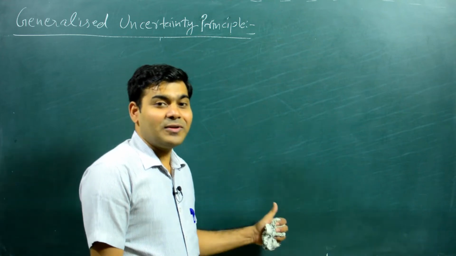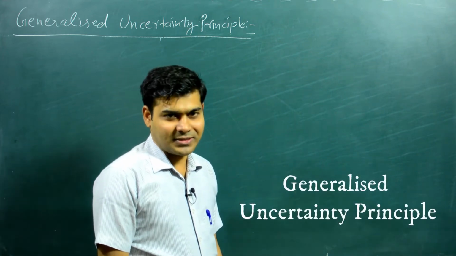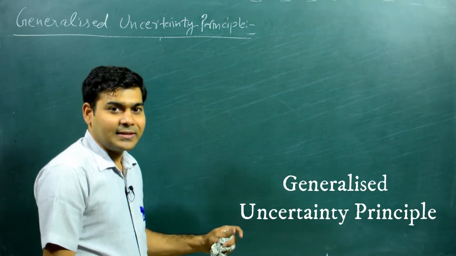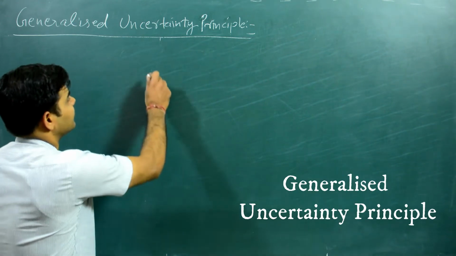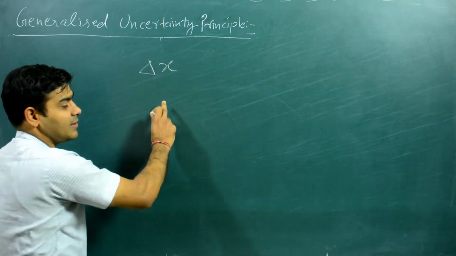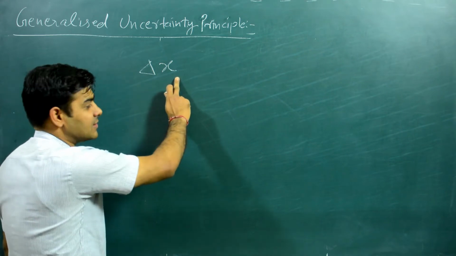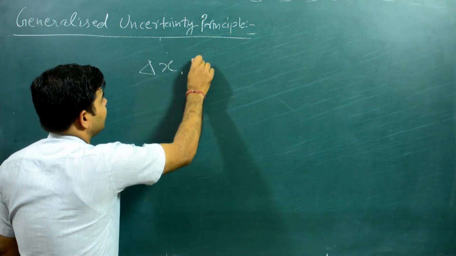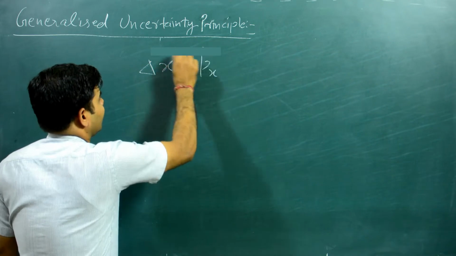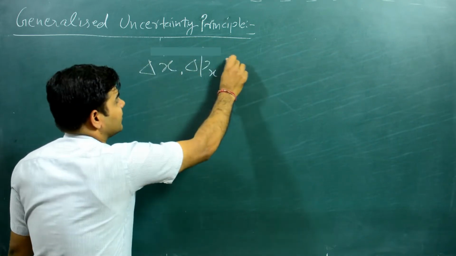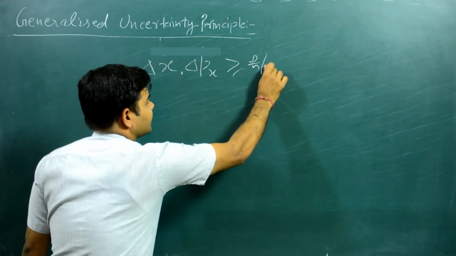Hello, today we will talk about the generalized uncertainty principle. We all know that the Heisenberg uncertainty principle states that the uncertainty in the position, for example, and the uncertainty in the momentum, if you take the product of these two, that is always greater than or equal to h cross by 2.